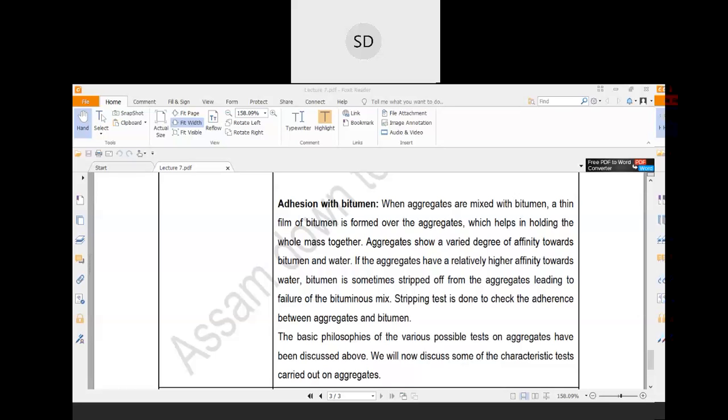If the aggregates have a relatively higher affinity towards water, bitumen is sometimes stripped off. Stripped off means washed off from the aggregates, leading to failure of the bituminous mixes. Therefore, adhesion with the bitumen is tested with a type of test which is called the stripping test of the aggregate particles.